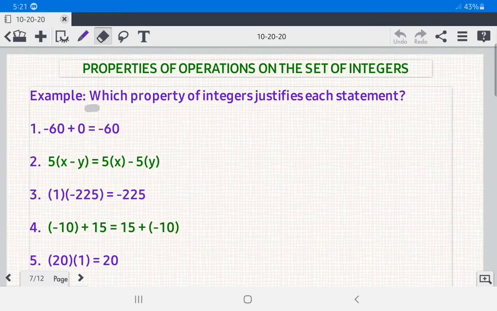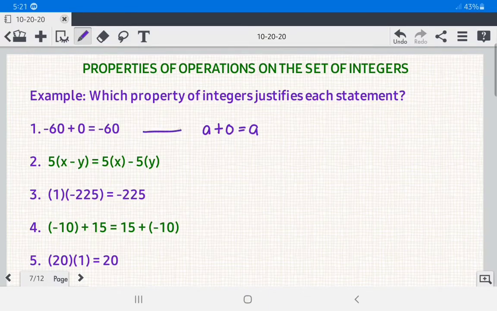Let's have an example. Which property of integers justifies each statement? So, number 1, we have negative 60 plus 0 equals negative 60. It illustrates identity property because if A is an element of I, then A plus 0 is equal to A. So, this illustrates identity property.